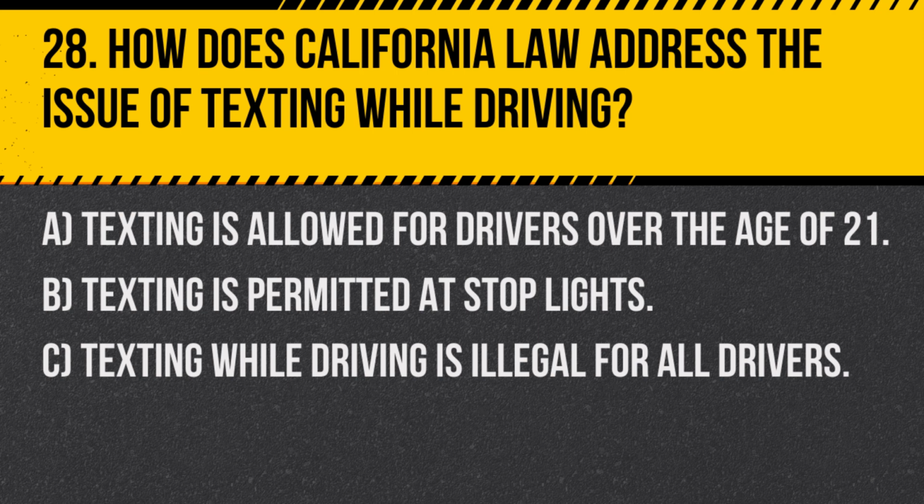Question 28. How does California law address the issue of texting while driving? A. Texting is allowed for drivers over the age of 21. B. Texting is permitted at stoplights. C. Texting while driving is illegal for all drivers.